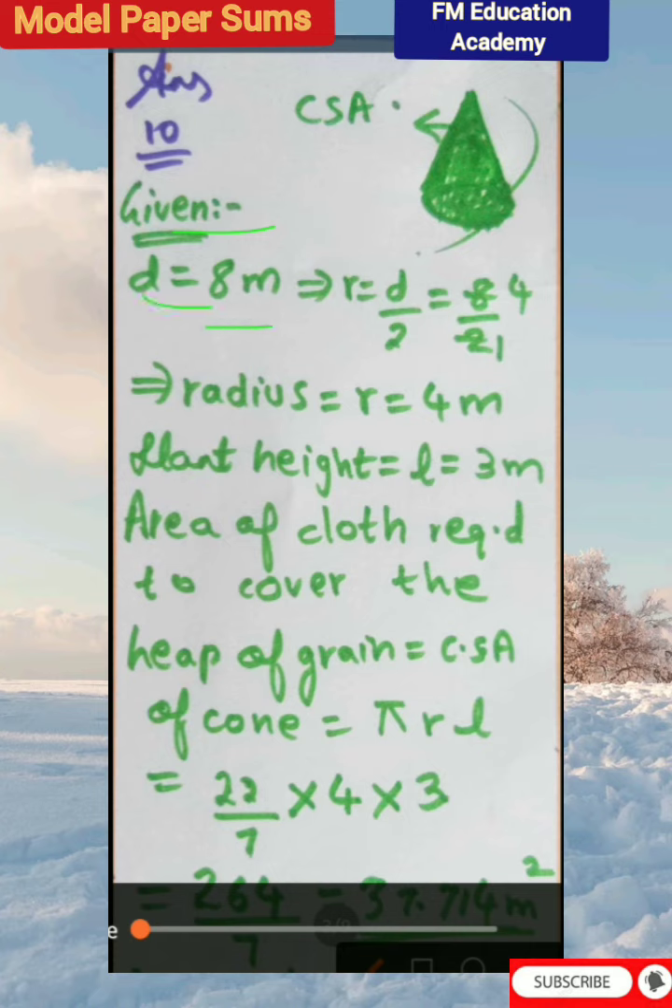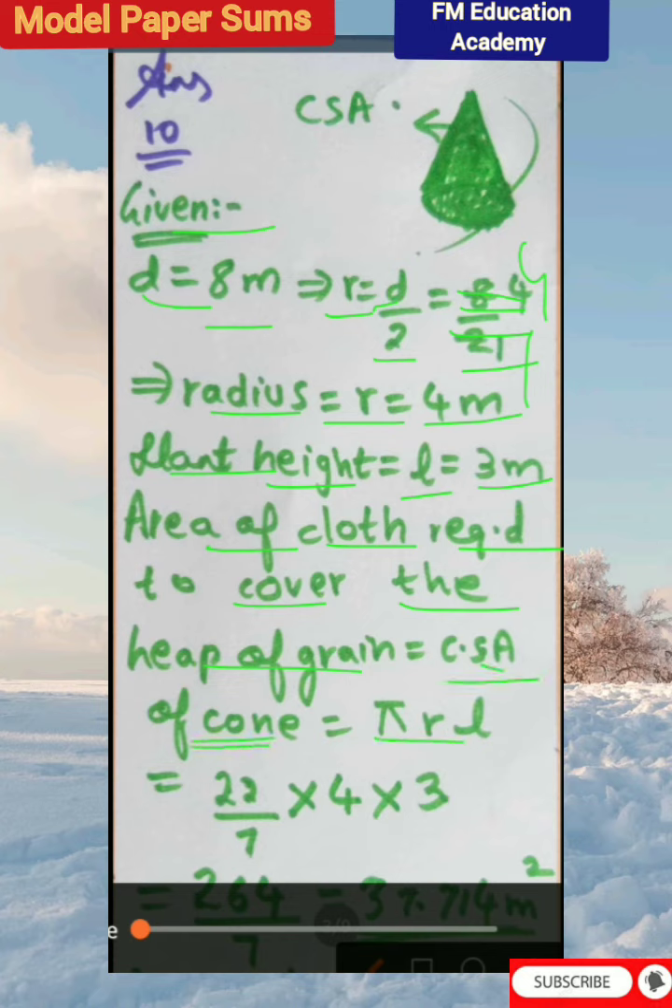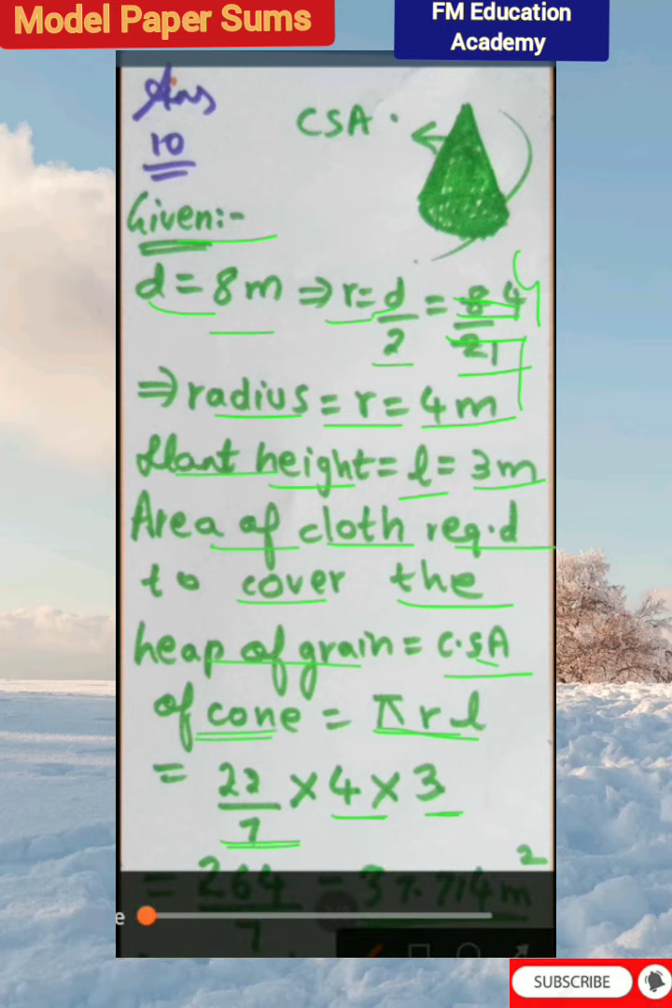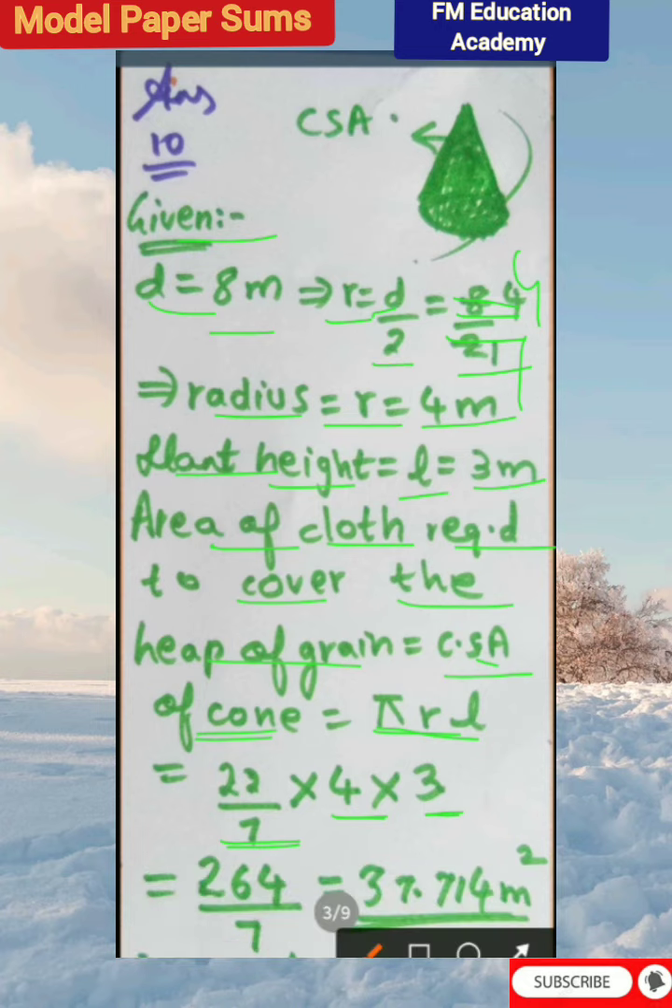Given diameter is 8 meters, so we can find out the radius. Radius is equal to diameter by 2, that is 8 by 2. 2 1s are 2, 2 4s are 8. So radius r is equal to 4 meters. Slant height is indicated by l, it is given as 3 meters. Now the area of cloth required to cover the heap of grain is equal to the curved surface area of the cone. What is the formula of curved surface area of cone? Pi r l. What is pi? 22 by 7. What is r? 4. What is l? 3. So 22 into 4, 4 into 3. We know 22 4s are 88.